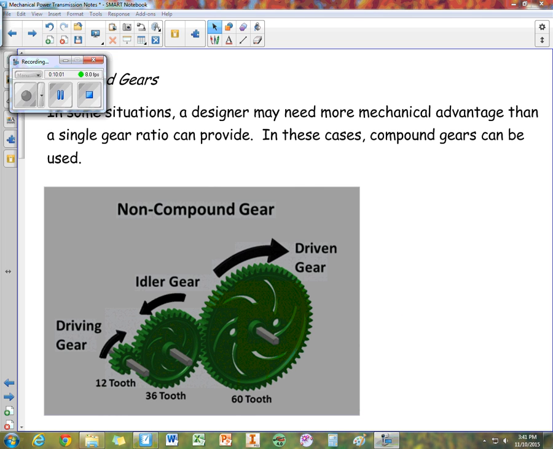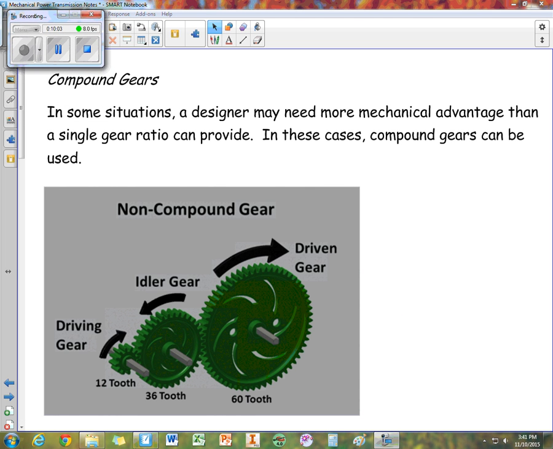Okay, so moving on then. What about compound gears? What I've shown you so far is what we call non-compound, where all the gears are in a single line. And the idler gear does nothing to affect the mechanical advantage. And if you think about it, that's kind of a problem, because that means that the greatest mechanical advantage we can get is between a 12-tooth and an 84-tooth gear, which is 7. In some situations, we need more. In these cases, we can use a compound.